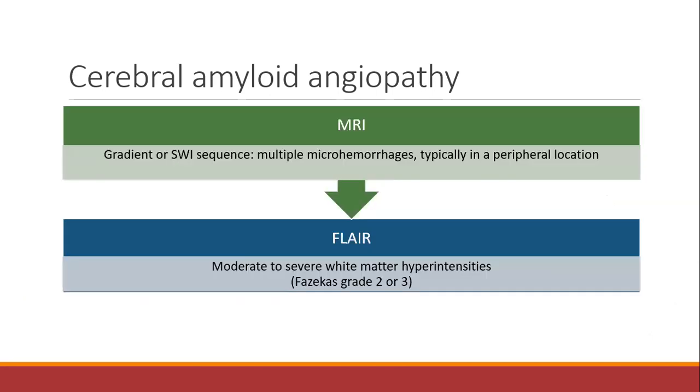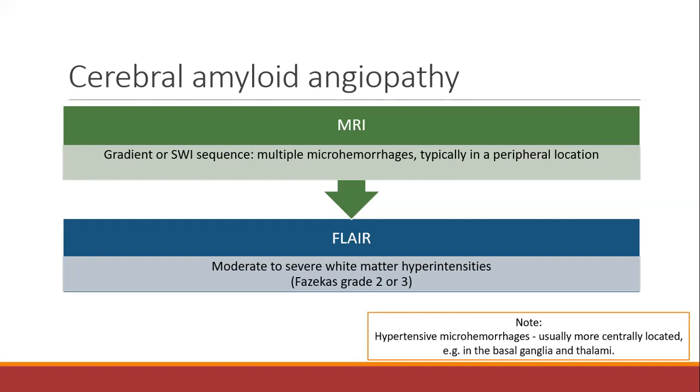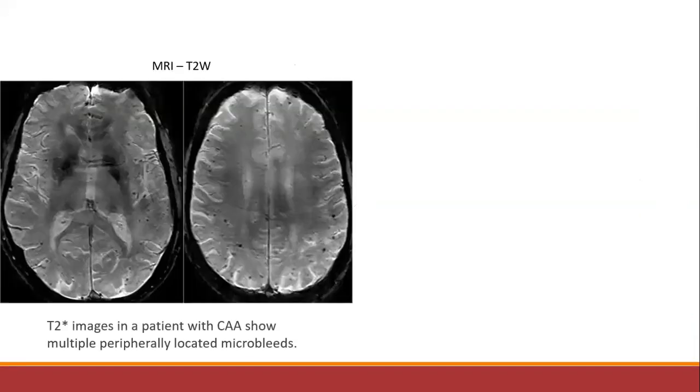So the MRI finding will typically be on the gradient or SWI sequence, which shows multiple microhemorrhages, typically in a peripheral location, as we saw in our patient's MRI. In addition to this, the FLAIR sequence may show moderate to severe white matter hyperintensities. Hypertensive microhemorrhages, like we discussed, are usually more centrally located, in the basal ganglia, thalamus, and also the brainstem, in the pons. So here you have the gradient images with cerebral amyloid angiopathy showing the peripherally located microbleeds.